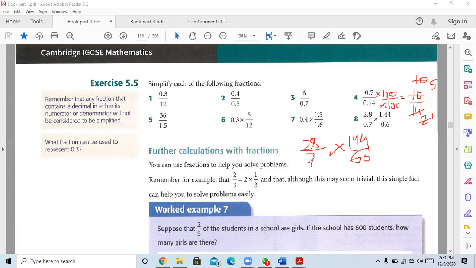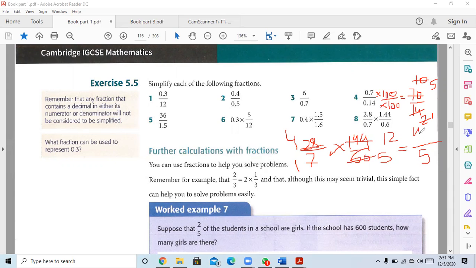144 and 60. Now 7 how many times equals 28? 7 multiplied by 1 is 7, 7 4 times equals 28. Now which table has 60 and 144? The 12 table. 12 5 times equals 60, and 12 12 times equals 144. So 5 multiplied by 1 is equal to 5. I write here 5. 12 multiplied by 4 equals 48.